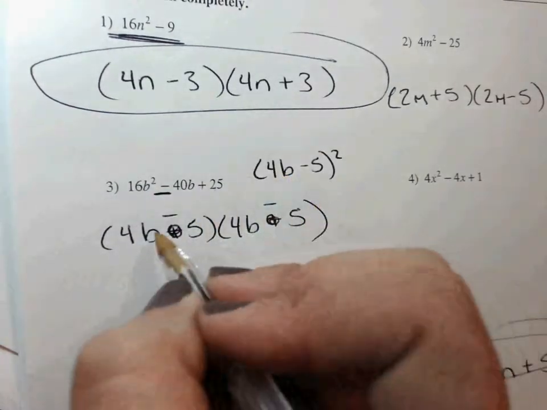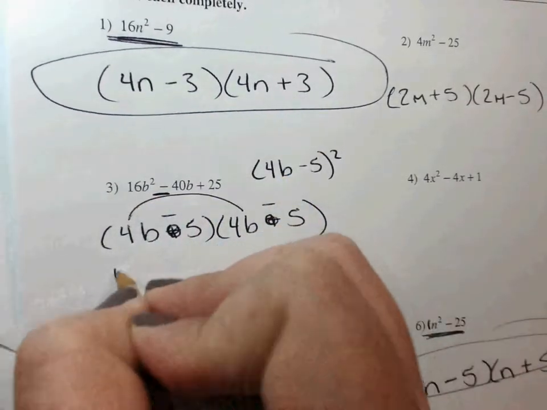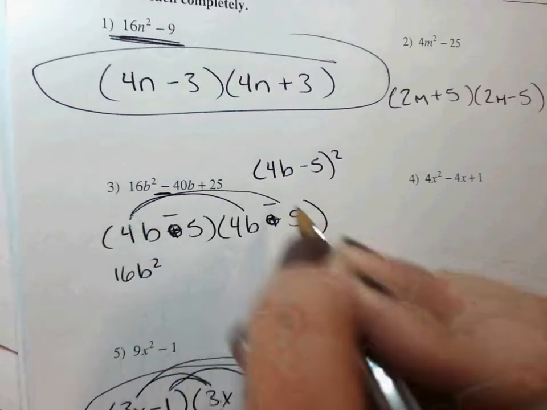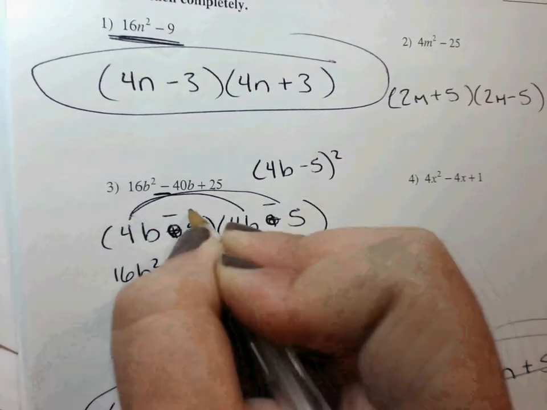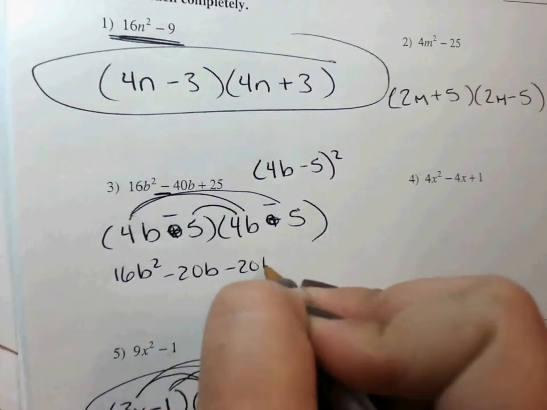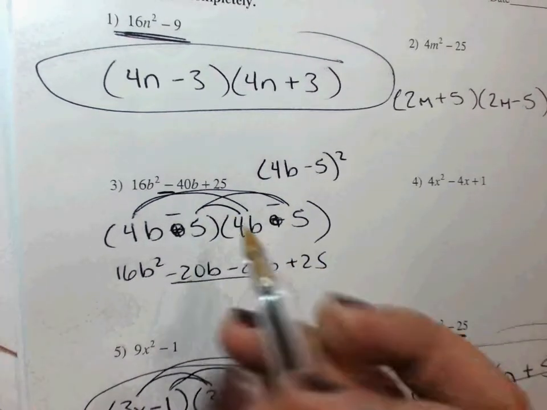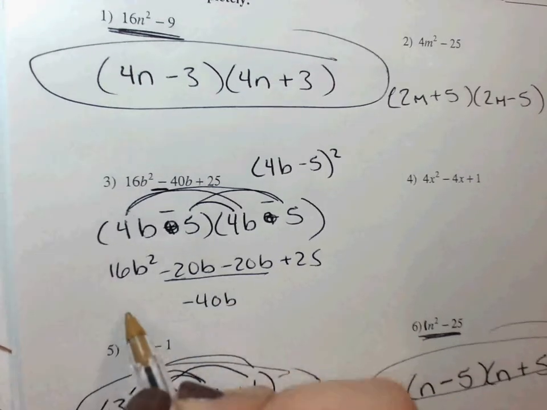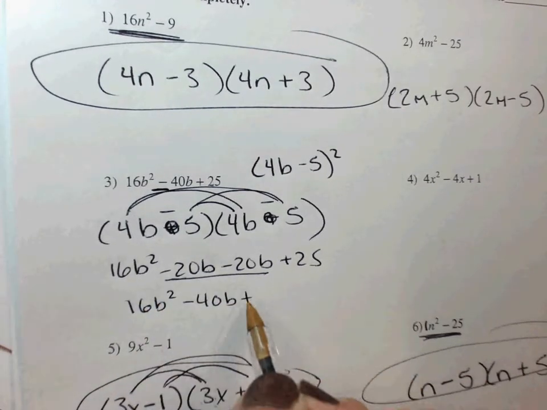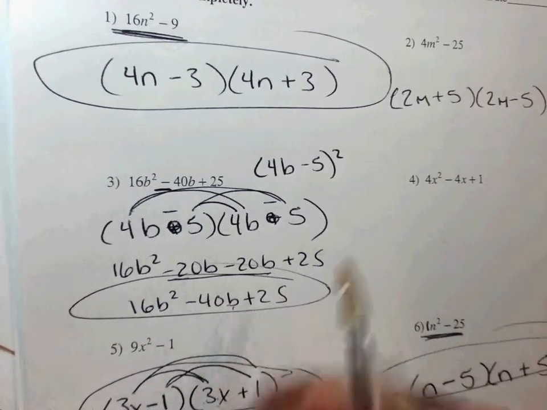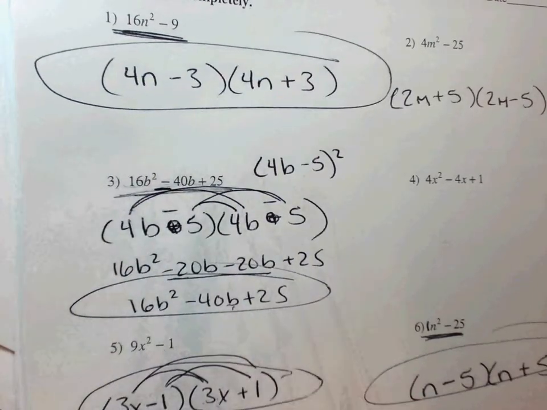It's 4b minus 5 squared. When we factor this, you get 16b squared minus 20b minus 20b plus 25. These combine to give you that negative 40b. You have 16b squared and 25. That's how we get this part right here.